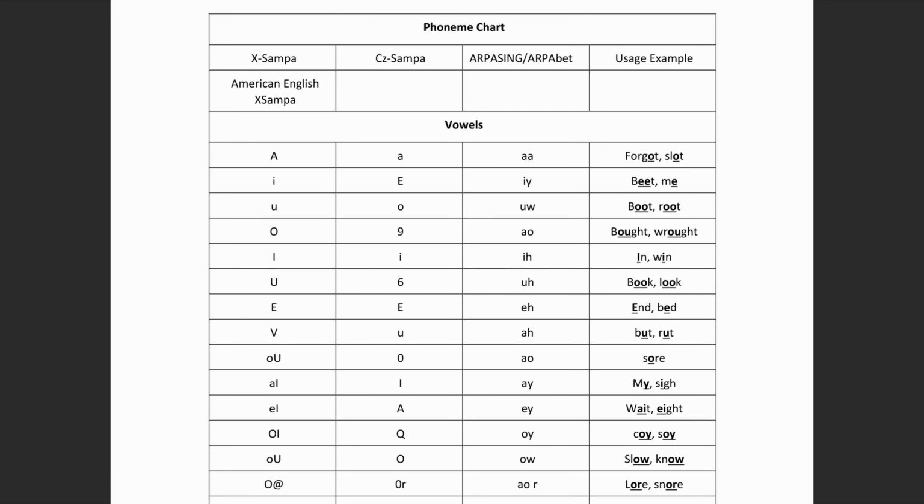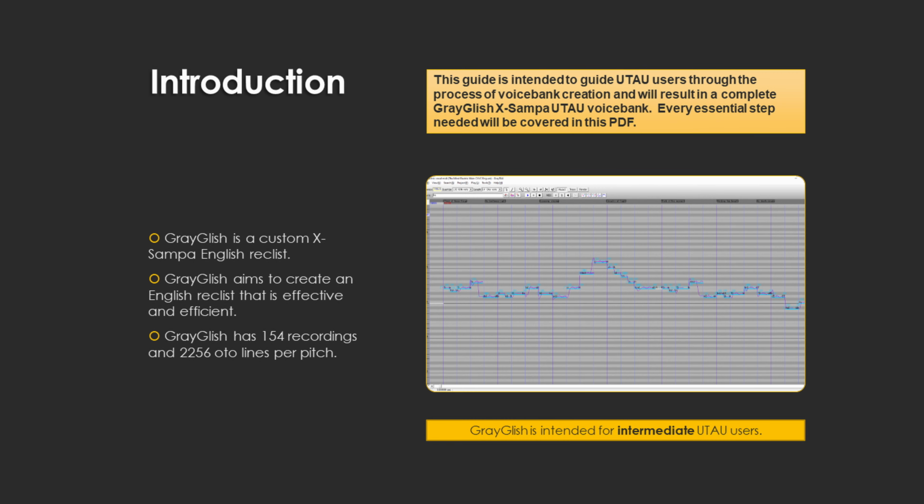This is a snippet of the X-Sampa phoneme chart I include in each GrayGlish voice bank. This is a handy reference guide to use if you're not familiar with X-Sampa. As GrayGlish is an English list, I recommend that only users that are already experienced with UTAU development tackle this. I'm assuming from this point that you're an intermediate user and that I won't have to explain very basic preliminary setup like changing locale or how to split up multi-pitch folders.